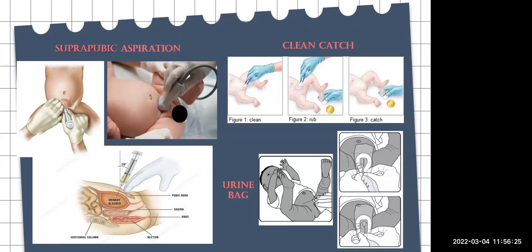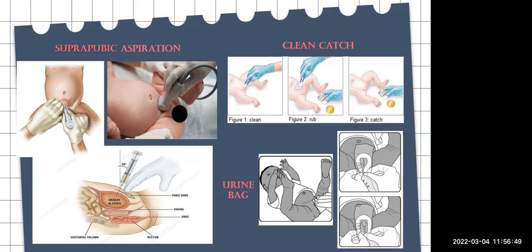And then the method of how it is done is that with the child lying in the supine position, like referring to the first picture, a fine needle attached to a syringe is inserted directly into the bladder 1 to 2 centimeters above the symphysis pubis under the guidance of the ultrasound. So you can refer to the second and third image. This method may be used in severely ill patients who require urgent diagnosis and treatment but is considered invasive.